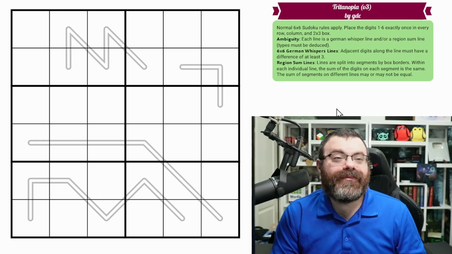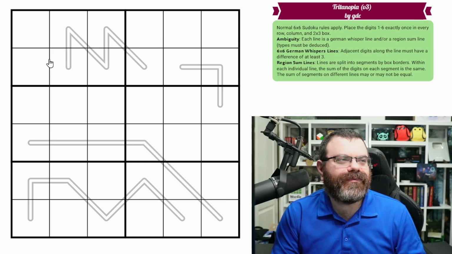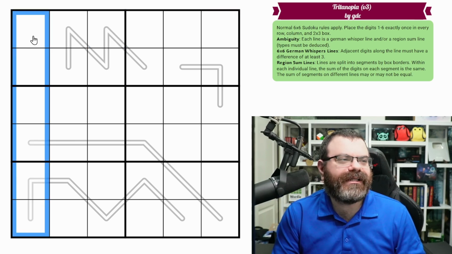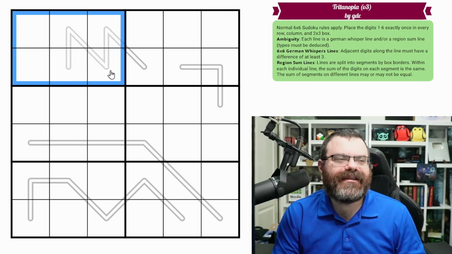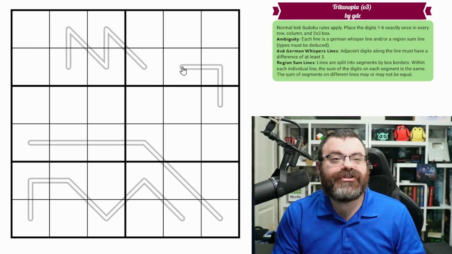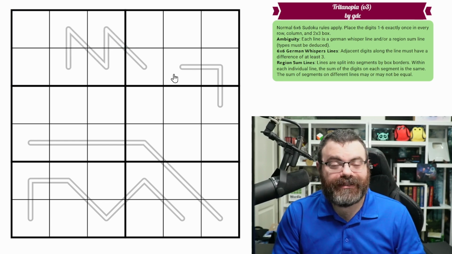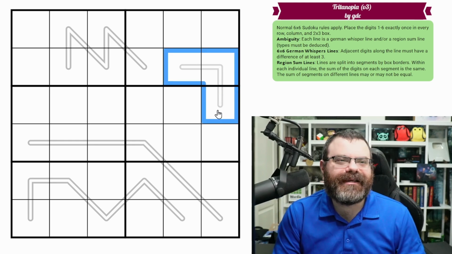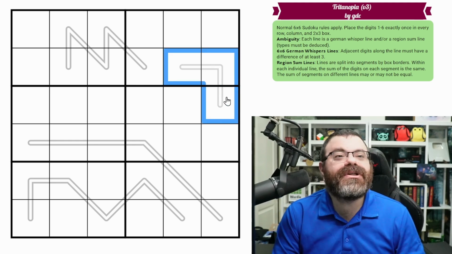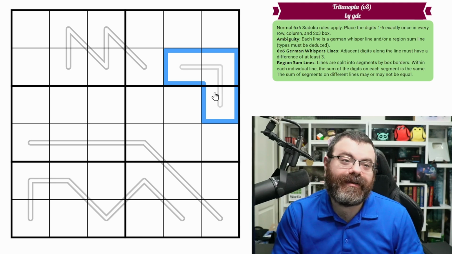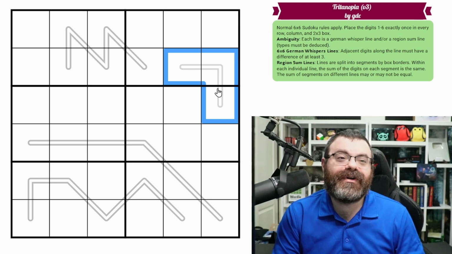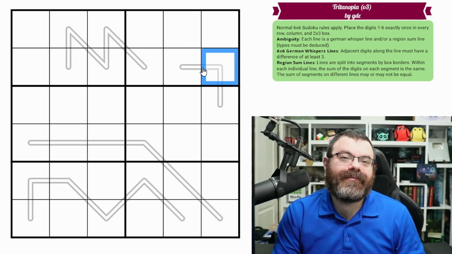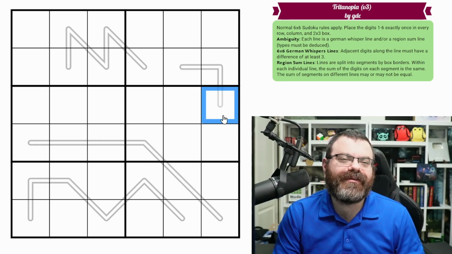All right, so let's go over the rules. We do have normal 6x6 Sudoku rules. So in each row, each column, and each 2x3 box, we are placing the digits 1 to 6, exactly once each. We also have ambiguity between German whisper lines and region sum lines. So let's just take a really simple one like this guy here. So this line, we don't know if it's German whispers or if it's region sum, and it's up to us to determine which it is. And it's and or, so it could be both, but generally they're going to be one or the other.